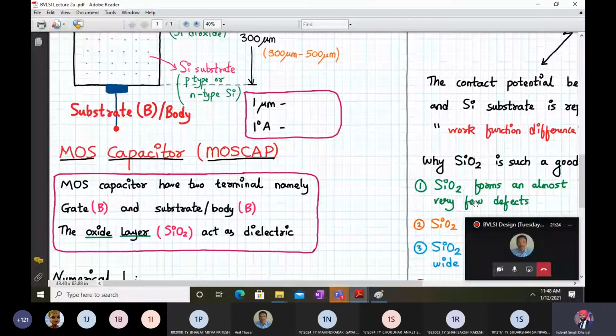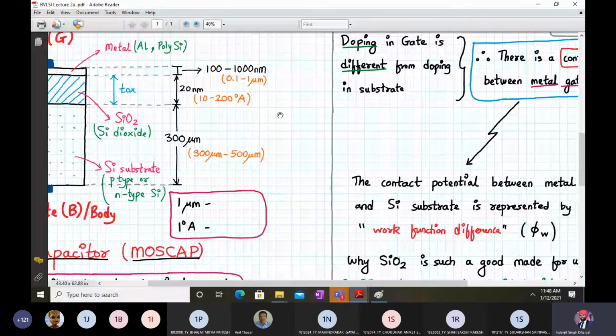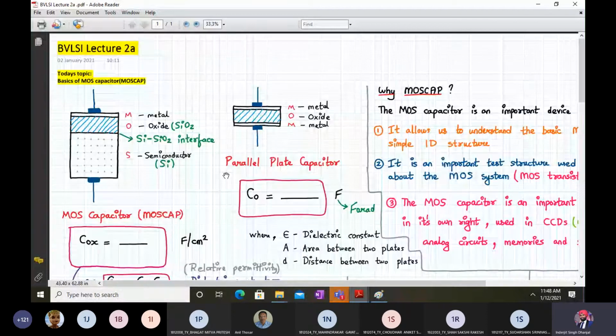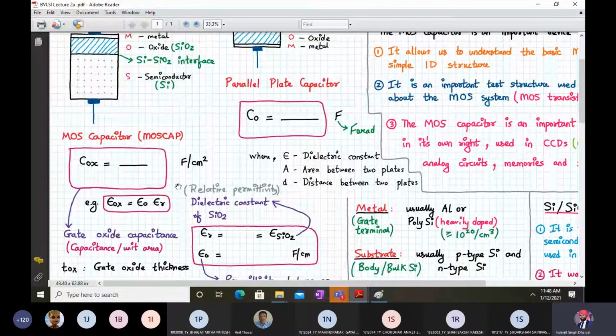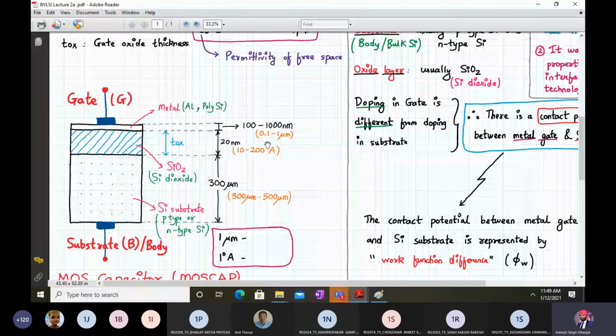So let us see what we have done so far. So far we have seen what is a parallel plate capacitor, which is a MOM structure. We have also seen the structure for a MOS capacitor. The short form is MOSCAP. We have seen the formula of COX, which is the gate oxide capacitance. Its unit is farad per centimeter square, a very important parameter. We have also seen the definition and value of epsilon naught, and epsilon r, which is the dielectric constant of SiO2. And we have seen the materials used for metal, substrate, and oxide layer, their typical dimensions, and two constant values, 1 micrometer and 1 angstrom.